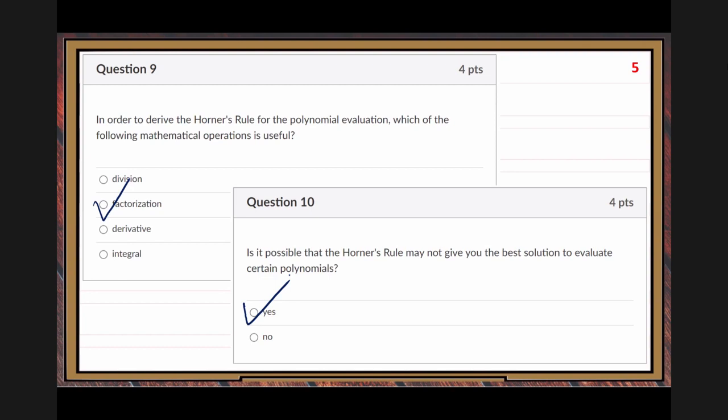Remember here, I use "certain." I do not use the general polynomials. For general polynomials, Horner's rule is the best. Certain, because we can consider special polynomials, so we can apply repeated squaring and repeated cubing. If I give you the general polynomials, then Horner's rule is the best. That's the difference.